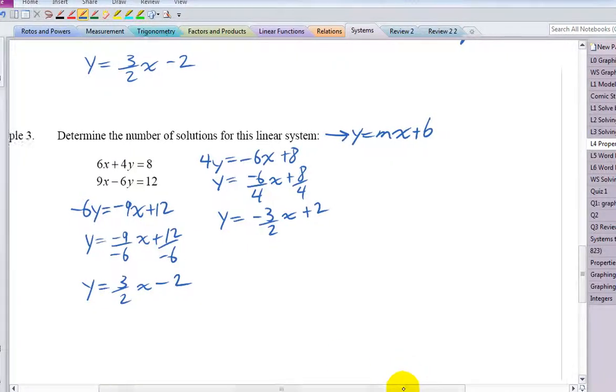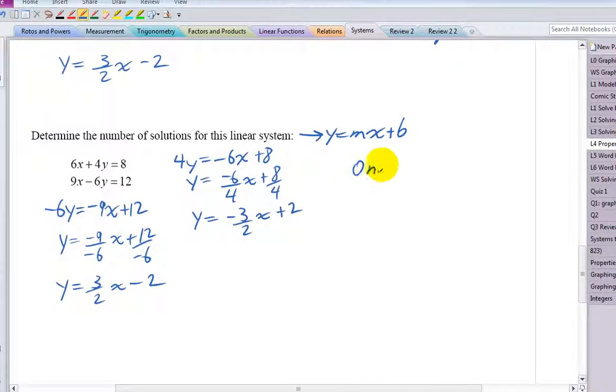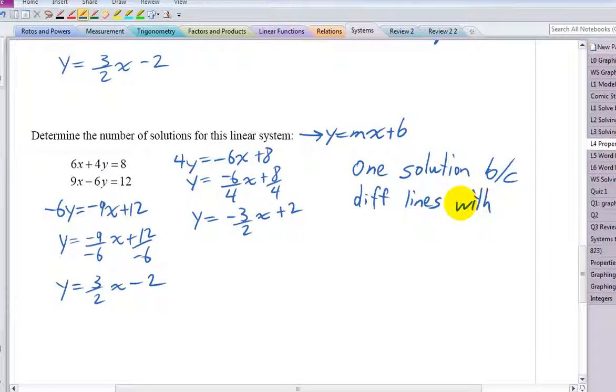One solution. That's right. One solution because they're different lines with different slopes. We do not need to talk about the intercept. The intercept is irrelevant. It has nothing to do with whether the lines cross. It's the slope that matters.